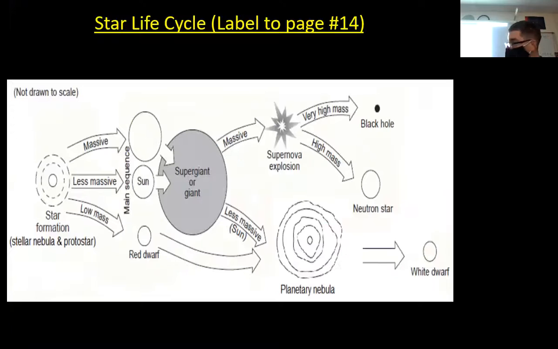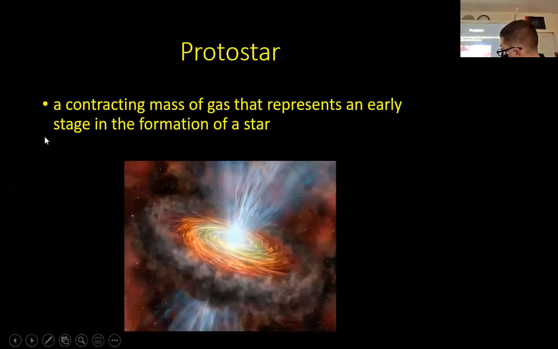Okay, so the last one I'm going to show you today, guys, is the protostar. Oh, my bad. Let me fix the screen. There we go. Protostar, guys. So just write this for protostar: a contracting mass of gas. Let me see if you guys can see it okay. All right, good. A contracting mass of gas that represents an early stage in formation of a star.